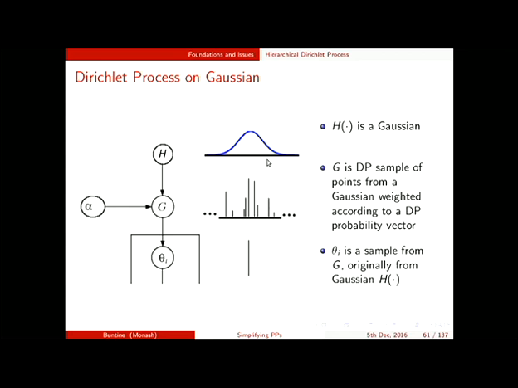So the points are drawn according to the Gaussian, and the weights are computed according to this magical Dirichlet process. So that's what a Dirichlet process is doing, basically. This slide comes directly, with a few modifications, from an earlier slide from Michael Jordan.